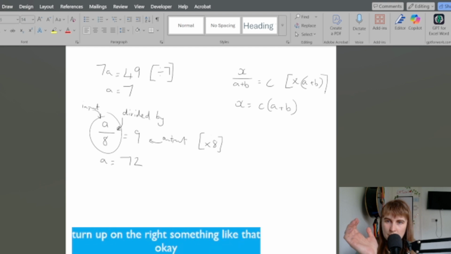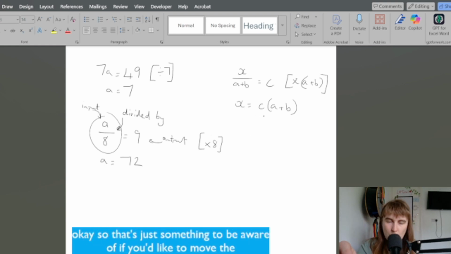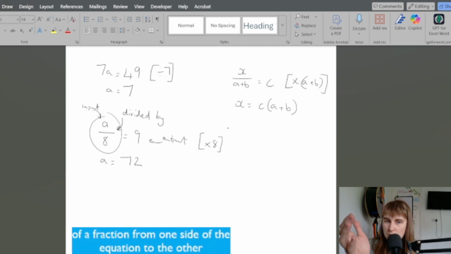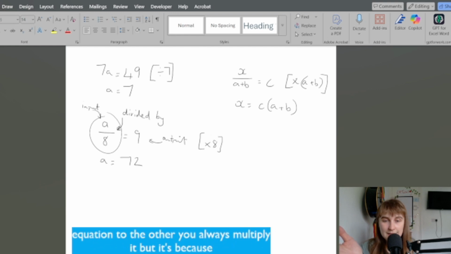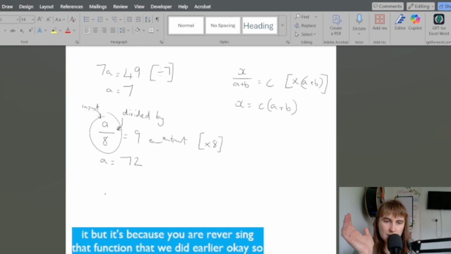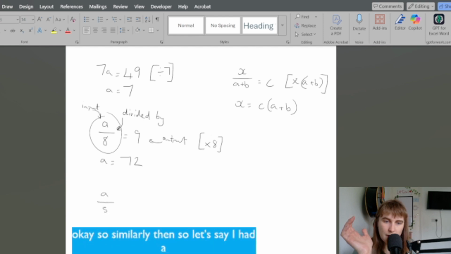Okay, so that's just something to be aware of. If you'd like to move the denominator of a fraction from one side of the equation to the other, you always multiply it, because you are reversing that function that we did earlier. Okay, so similarly, let's say I had a over 5 equals 75.